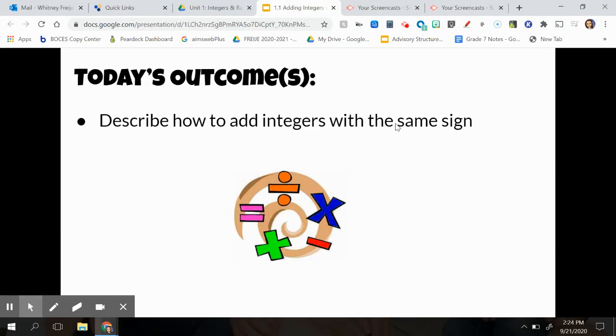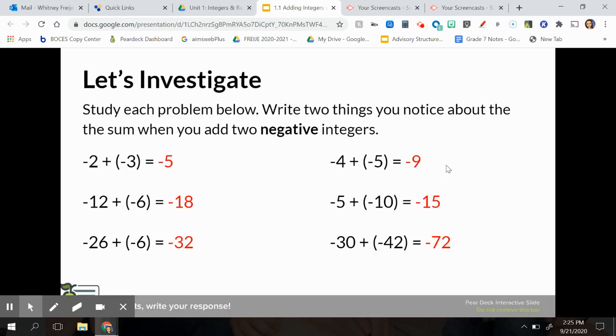All right, so today we're going to be talking about how we add integers with the same sign. So this is lesson 1.1, adding integers with the same sign. And by the end of class today, you should be able to describe how two integers are added when they have the same sign. In other words, when they're both negative.